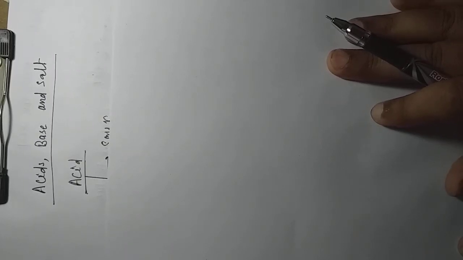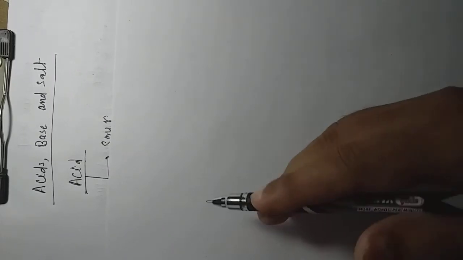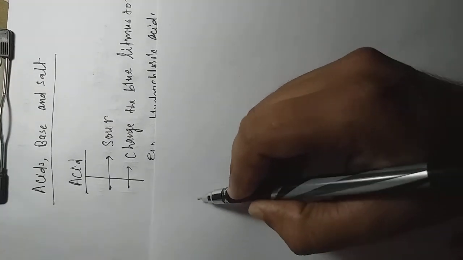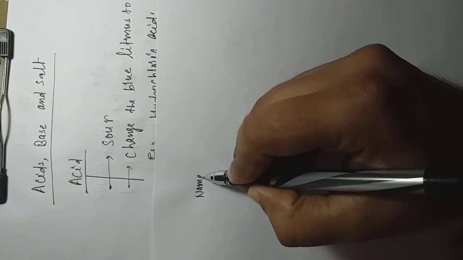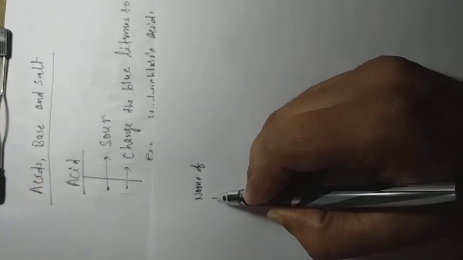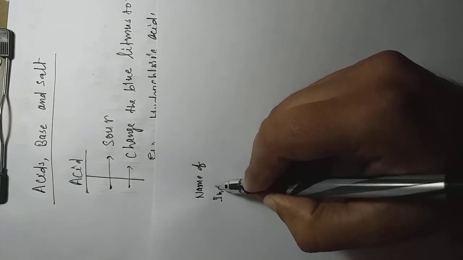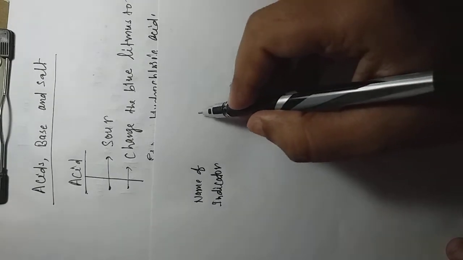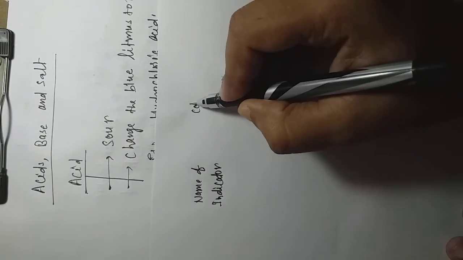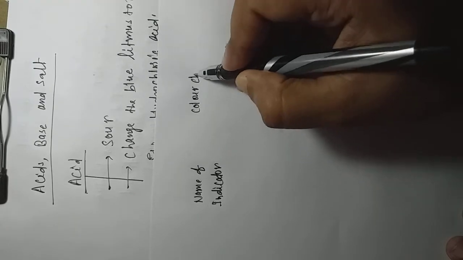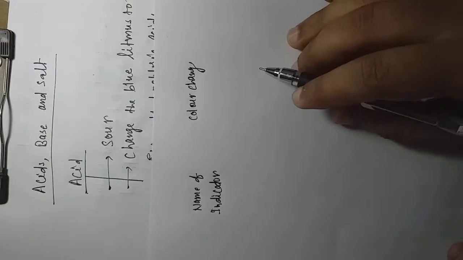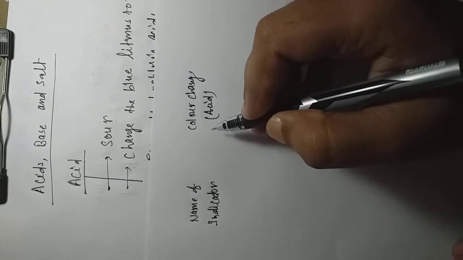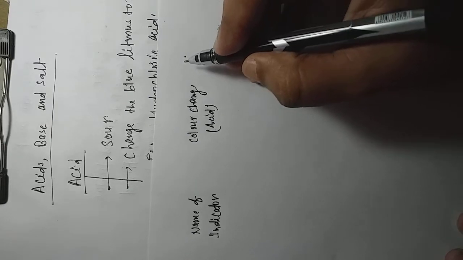In continuation of the chapter Acid, Base and Salt, we have to continue with the idea of indicators. First you write the name of the indicator, and then the color change with respect to acid, and the color change with respect to base.